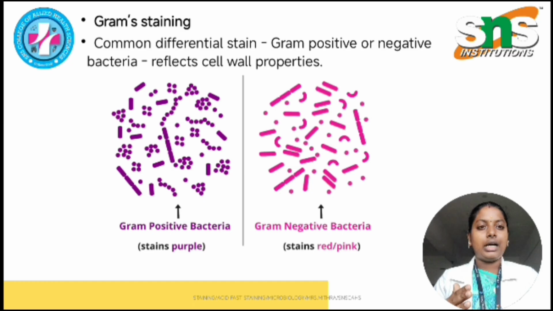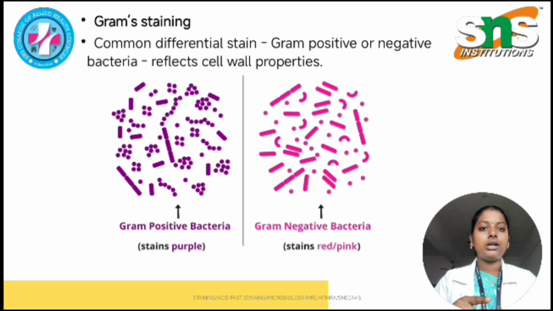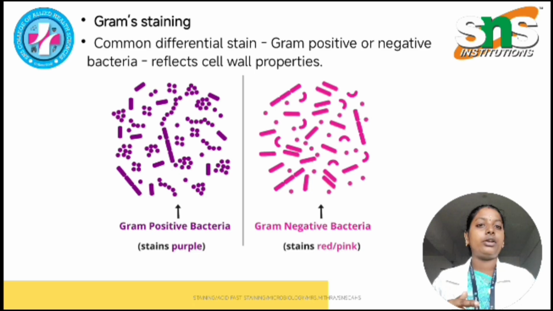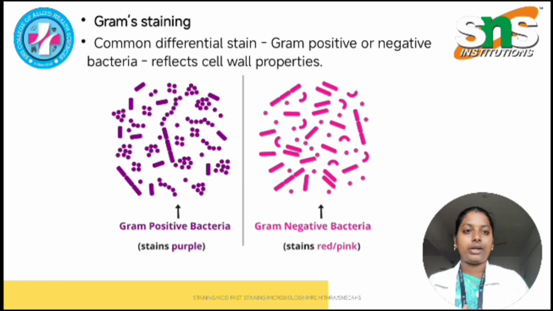And moreover, the color is also different in gram-positive and gram-negative. You could see the diagrammatic representation of the gram-positive and gram-negative in the slide. You could see the gram-positive bacteria appear as purple color, and gram-negative bacteria appear as red or pink color. So this is the major difference. Since gram-positive bacteria retain the crystal violet color, they appear violet, and gram-negative bacteria retain the safranin color, which is red, and appear as red or pink.